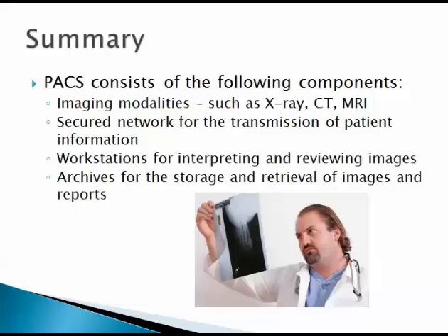So in summary, I just want to say that a PACS system consists of the following components. There are imaging modalities such as X-ray, CT scans, MRIs, ultrasounds, the list goes on and on. There's a network. You need a secured network for the transmission of this patient information. You also have workstations, hardware for interpreting and reviewing the images. And lastly, we have archives for the storage and retrieval of images and reports. As I mentioned, this is often done on a separate PACS server for that purpose. The images are very large.